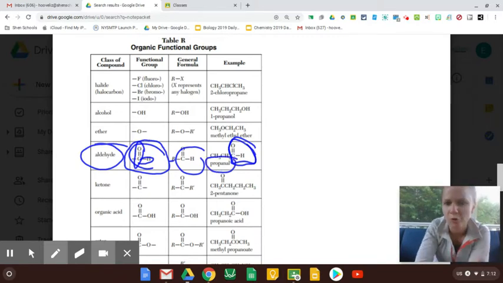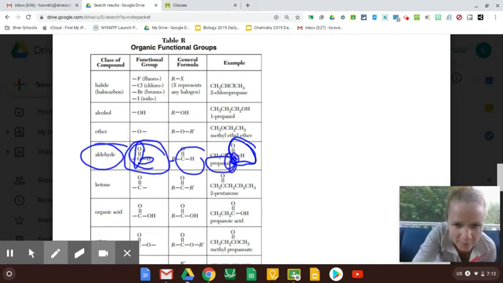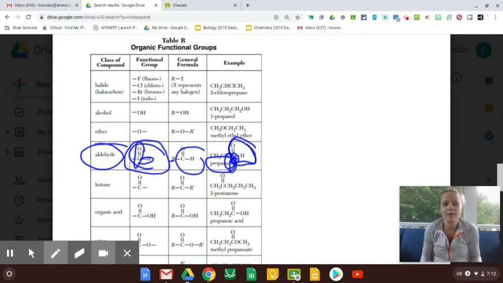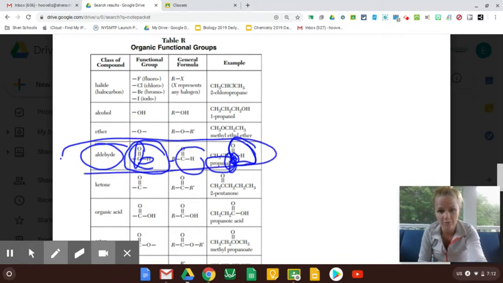Propanal. Looks like all they did was take propane, chop off the E, and put al. So if they give you a bunch of words, like here's butane, butanal, butanol, which one's the aldehyde, you'd go, okay, well, aldehydes end in al. You can memorize that, or you can just go to this table and see that aldehydes end in al.